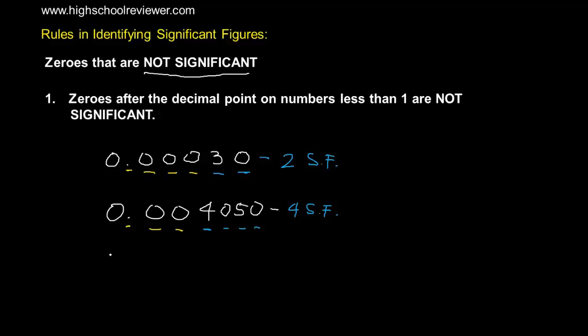Let's have another example. We have here 0.015. Again, this is less than 1, and we have here, immediately after the decimal point, another 0. So this is not significant, and following the 0 are two non-zero digits. Non-zero digits are always significant, so therefore we have here 1, 2, we have 2 significant figures.